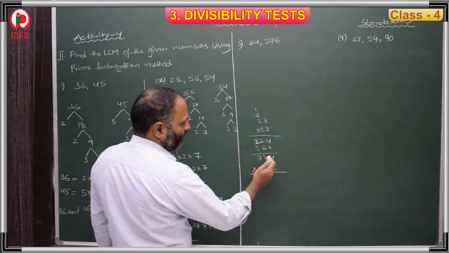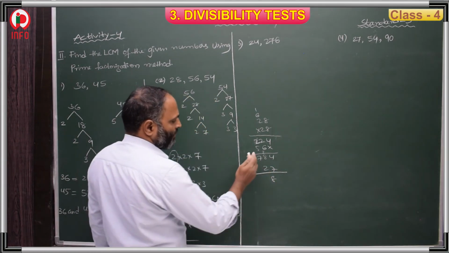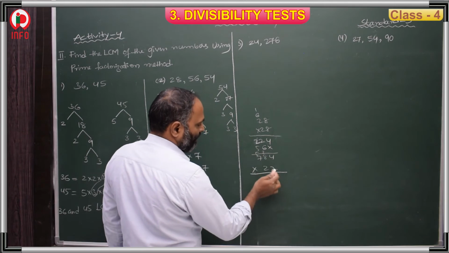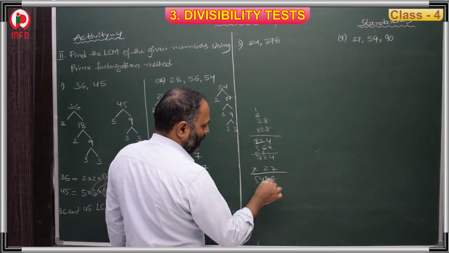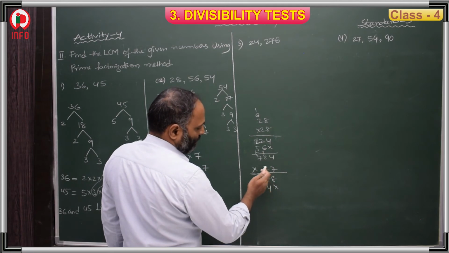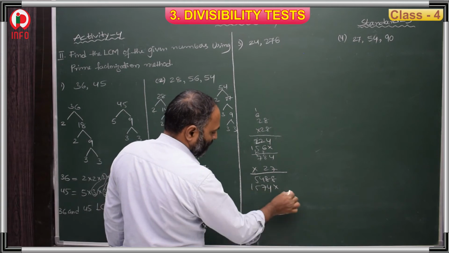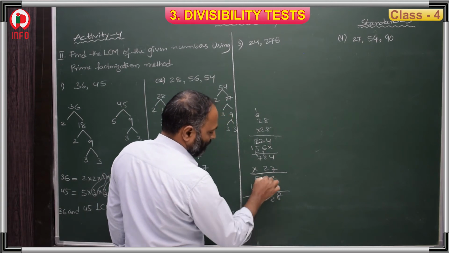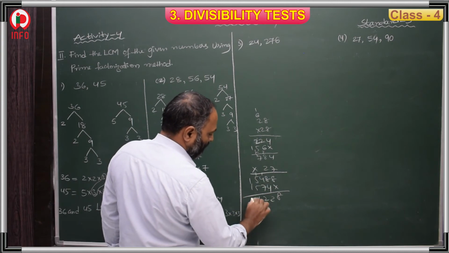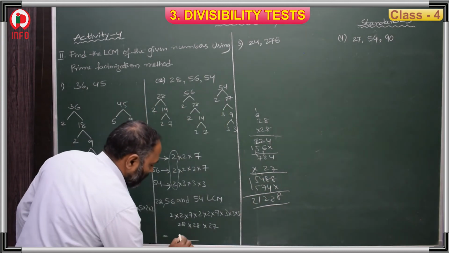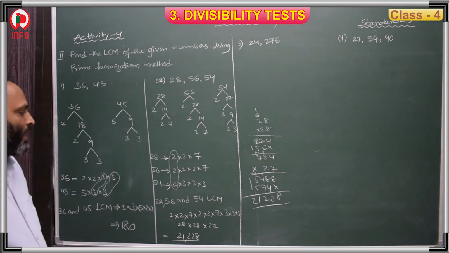Now 7 times 4 is 28, 7 times 8 is 56, 7 times 7 is 49, 7 times 2 is 14, 2 times 8 is 16, 2 times 7 is 14, 8 times 12... This is your LCM.